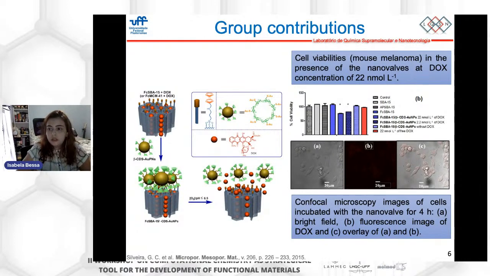The investigation of doxorubicin release from the nanovalve triggered by oxidation of the ferrocene group in weakly acid medium showed that doxorubicin release depends on the concentration of molecular oxygen and pH. These systems were used to deliver doxorubicin to mouse melanoma cancer cells, and the cell viability results show that doxorubicin-loaded nanovalves were more toxic to the cells than both free doxorubicin and the empty nanocarriers, suggesting that the nanocarriers have improved the internalization of doxorubicin into more cells.